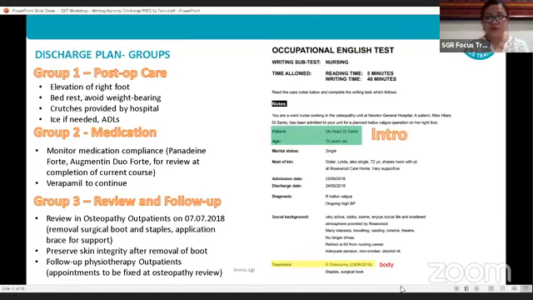As part of our introduction, we will, of course, be introducing the patient's name and her age as well. In the body paragraph, we will be including the treatment, which is the right osteotomy, which was done on the 23rd of June, 2018.